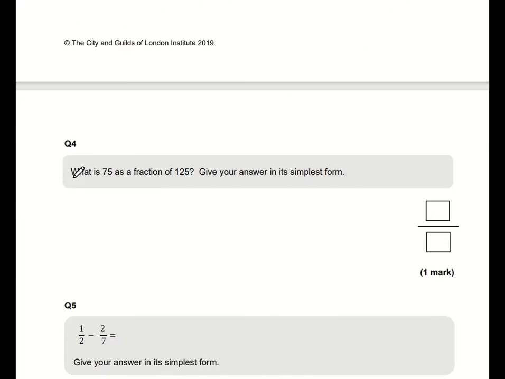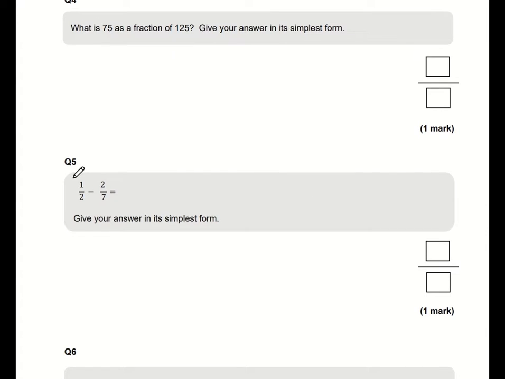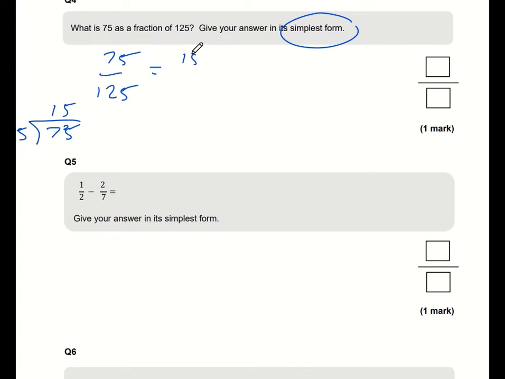Question number 4, what is 75 as a fraction of 125? Well, it's simply 75 over 125, but we can simplify the fraction. Both numbers are divisible by 5. How many 5s go into 75 though? 7 divided by 5 is 1, remainder 2. 25 divided by 5 is 5, so that simplifies to 15.